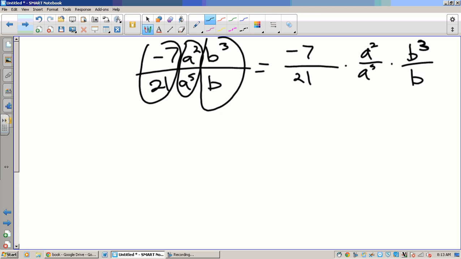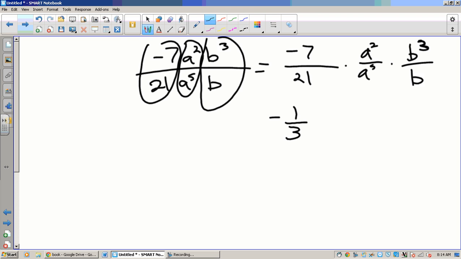Now I want to see your hands popping up because you know this. How do I simplify -7 over 21? Thank you. Now I'm feeling better. Connor. That would be, wait, so I'm going to simplify -7 over 21. -1 over 3. So this part right here simplifies to -1 over 3.